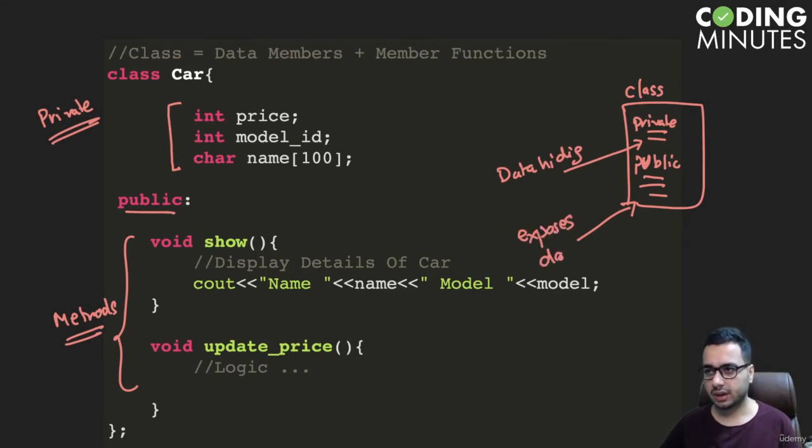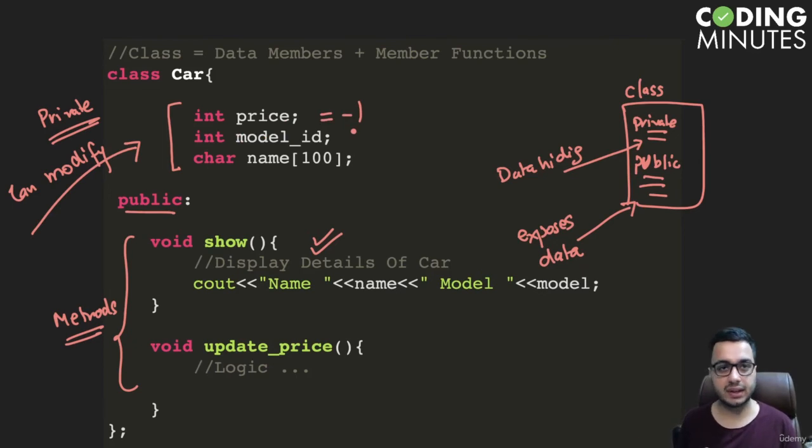Maybe what I want is to show the price of the car to some other class or object. I want to display the details of the car, but I don't want to make this public so that anyone outside this car can modify the price of the car. I don't want any other class to modify the price and maybe set it to -1, something like that. I want that logic to be a part of the car class. Someone else should not modify the price or the model ID of the car. So that's why we need to protect this data from getting overwritten.